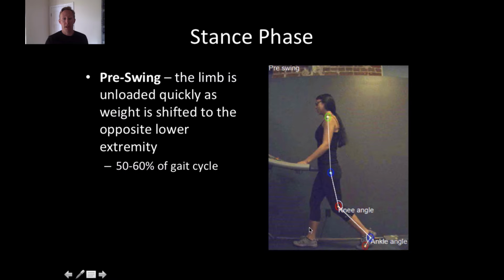You can see her knees bent. She's accepting load on the right leg while unloading this left leg and pushing off. So this is the last event of the stance phase, and this is called pre-swing.